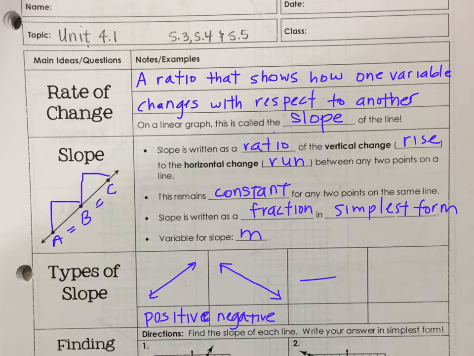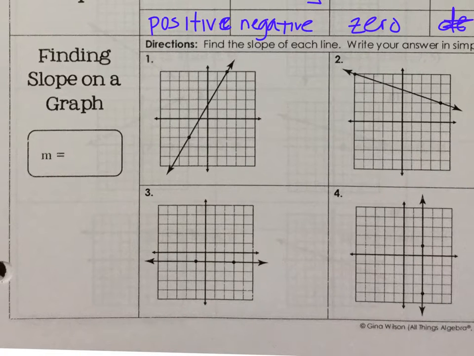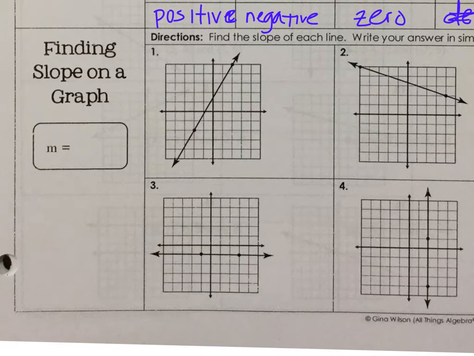I have what we say is zero slope when it's just straight horizontal. And if it's straight vertical, we have what we call undefined slope. So like I said before, slope is rise over run.